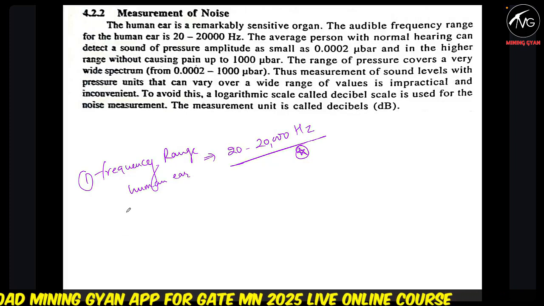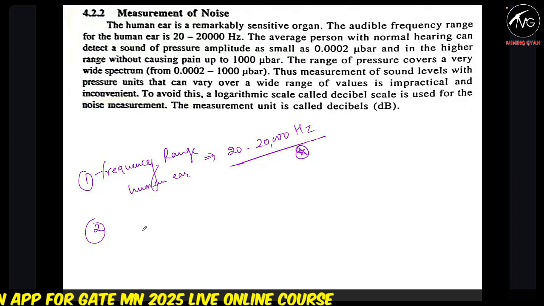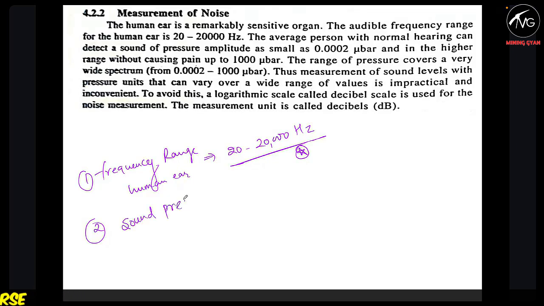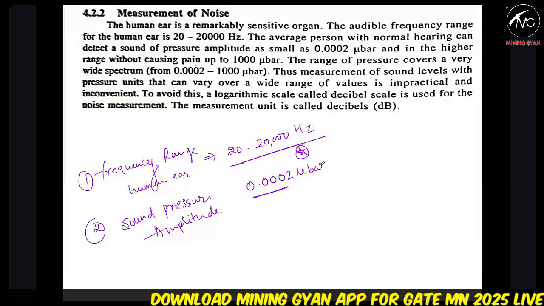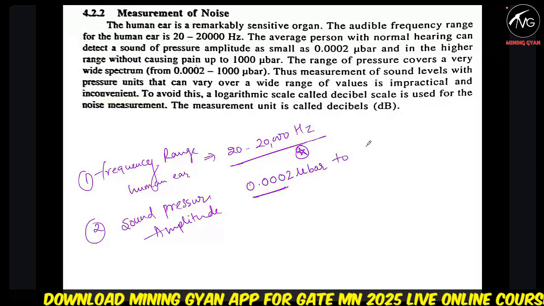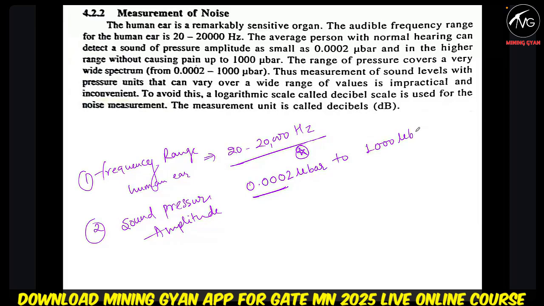And the average person can detect sound pressure amplitude from the range 0.0002 microbar to 1000 microbar. Please remember these two points. And I already told you the measurement unit is decibel.